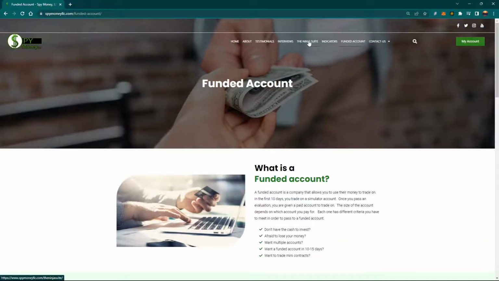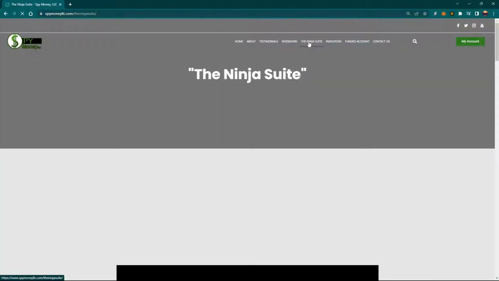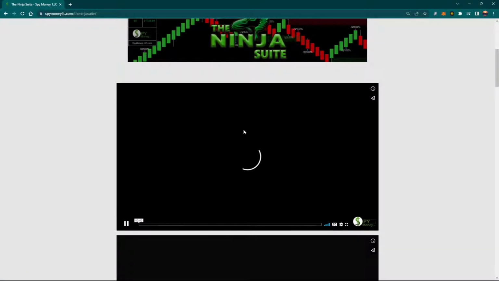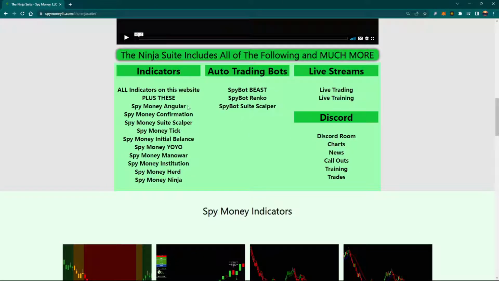So how do you do this? The Ninja Suite. You go up here to the Ninja Suite. When you click on that, here's a video that shows a little bit about what it is. It comes with all the indicators on the website, plus a lot of indicators that aren't even available to the public. They're for the Ninja Suite lease only. So there's a lot more than what's even listed here. Then the bots, we have the Beast, Renko, Sweet Scalper, and the Angular will be put back on here today.